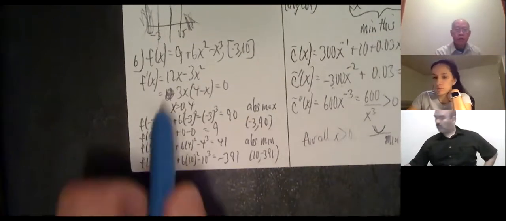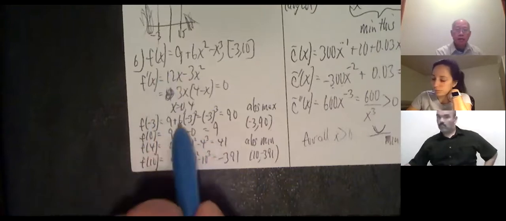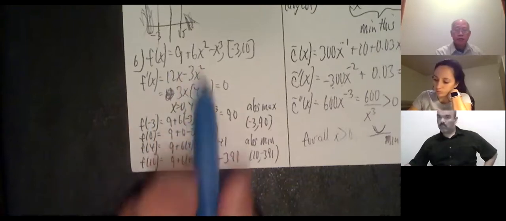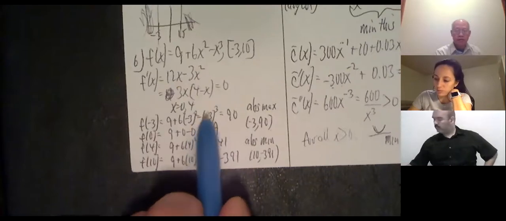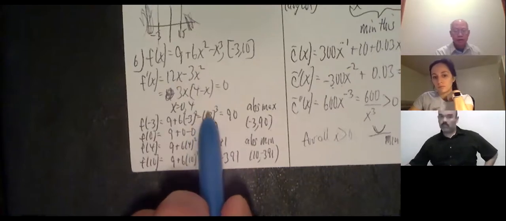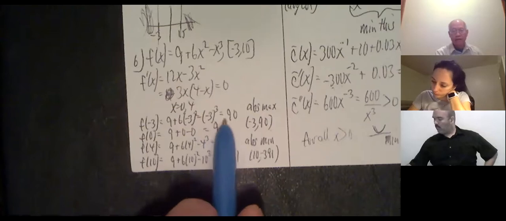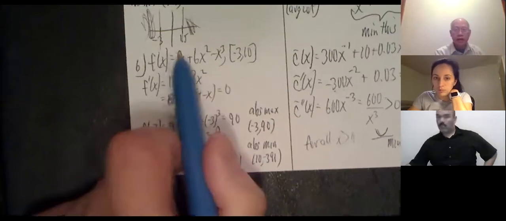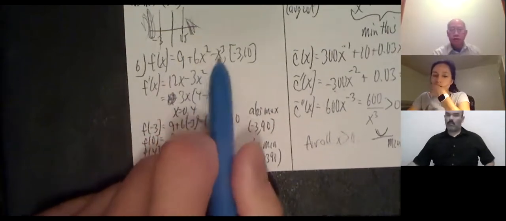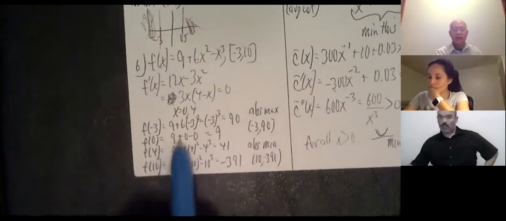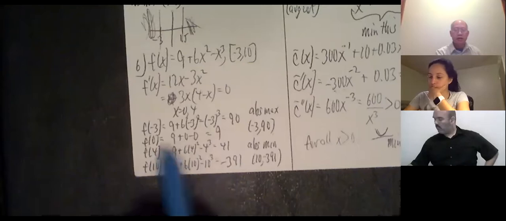So plug in -3. 9 plus 6 times -3 squared minus -3 cubed. Just punch it in your calculator. 90 is what I got. Plug in 0. 0 is nice. 0 squared is 0. 0 cubed is 0. 6 times 0 is 0. This is all 0. So it's 9. 9 plus nothing minus nothing is 9. So 0, 9.